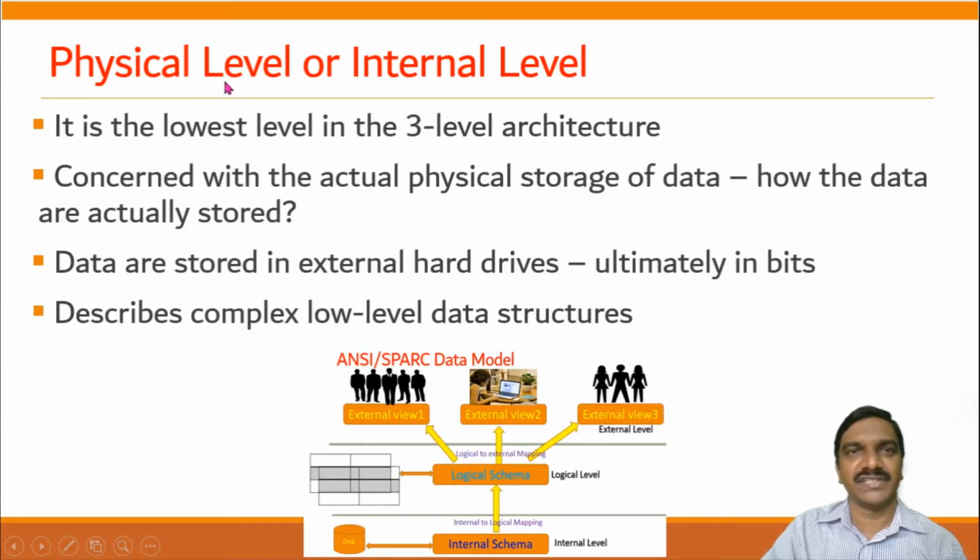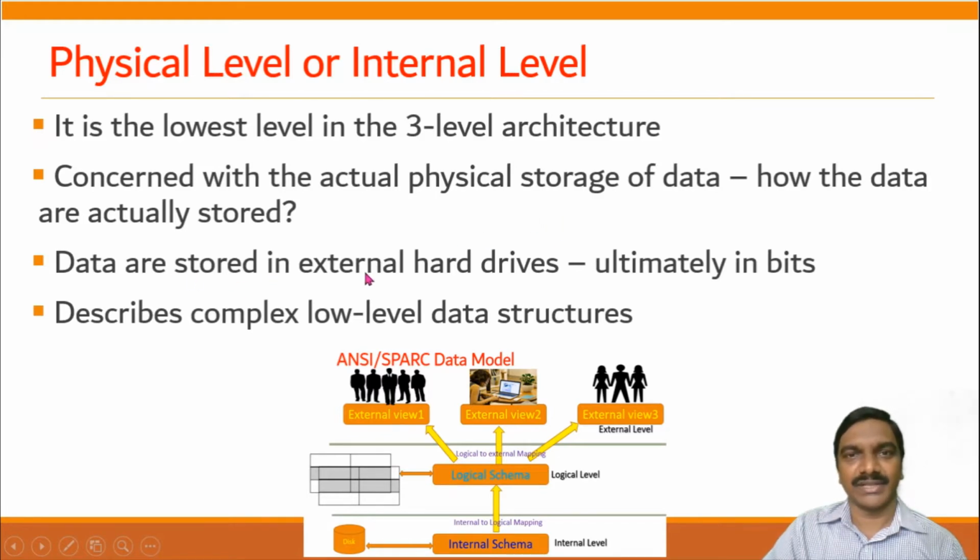First we see the physical level, which is also called the internal level. This is the lowest level in the three-level architecture, which is concerned with the actual physical storage of data. Actual physical storage means how the data are actually stored in the disk, what type of data structures you use to store the data, in which drive the data are stored, C drive or D drive, like that. It deals with all the physical details, the physical storage structure.